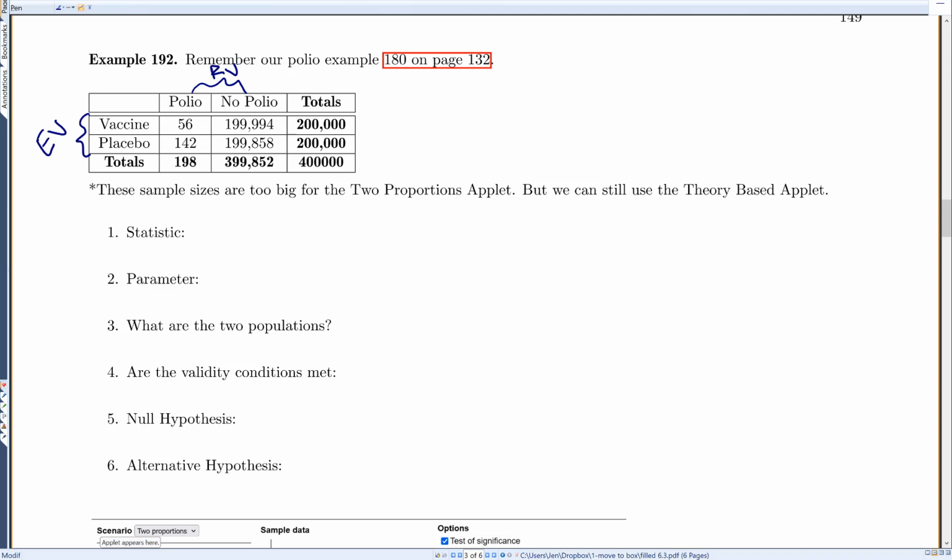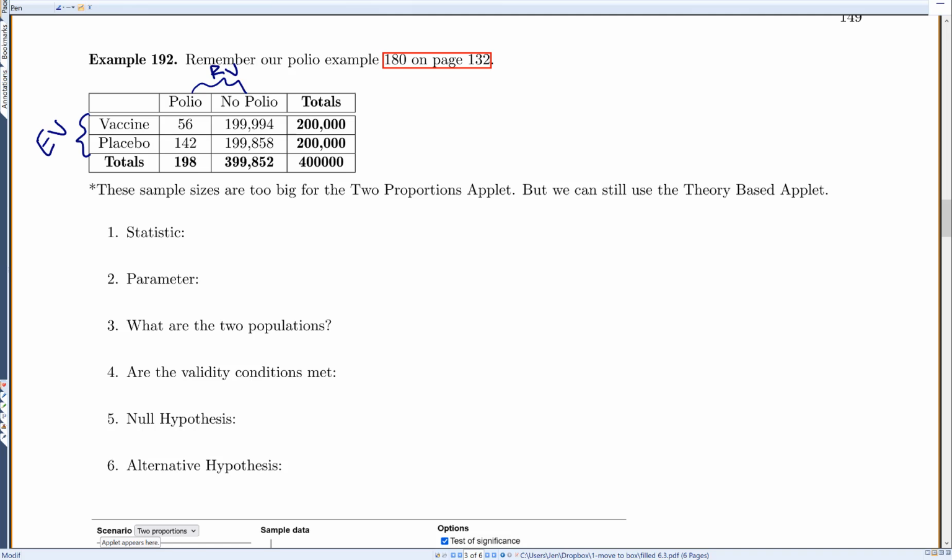But this would be an issue if we wanted to put it into the applet, because our simulation applet has to have the explanatory variable along your columns. But it turns out these sample sizes are actually too big for the two proportions applet. So we're just going to use the theory-based applet anyways, so we don't have to rearrange it. You just have to be careful in your mind.